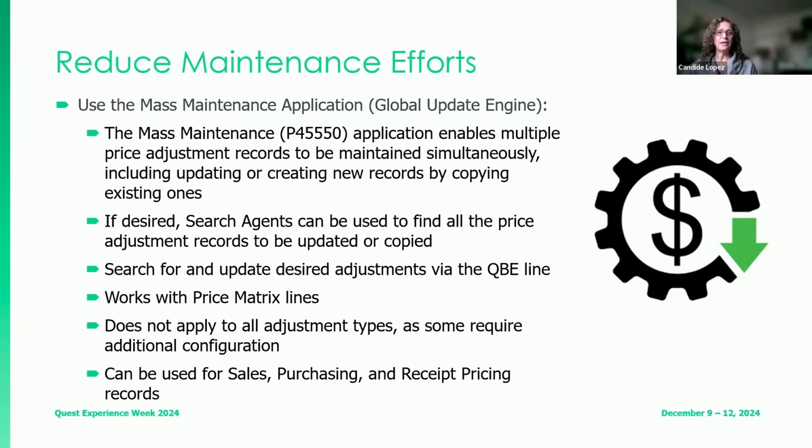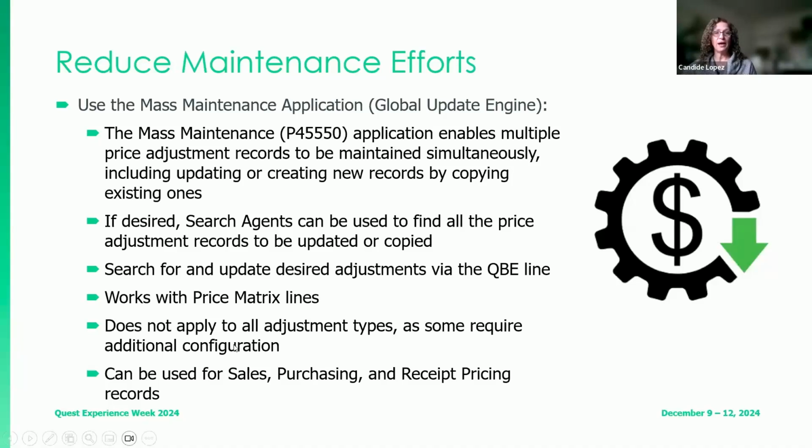You can search for and update desired adjustments via the QBE line, which is really cool. There are very few programs where I can actually put an entry in the QBE line, and that entry becomes what I am adjusting by. I don't have to go into another form and put in what I want to adjust. I put it in the QBE line, and it uses that data to actually do the update. It does also work with price matrix lines. So if I used the price matrix to create price adjustments for overrides, it can also still update those records.